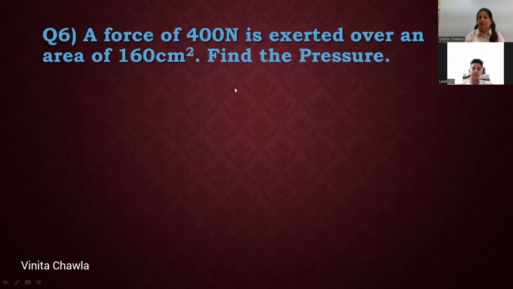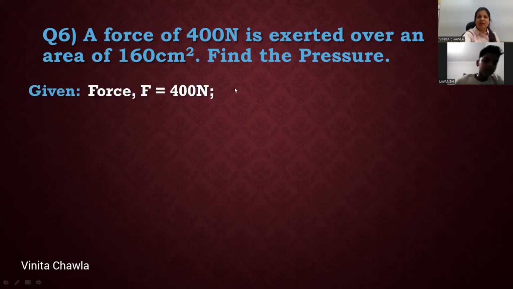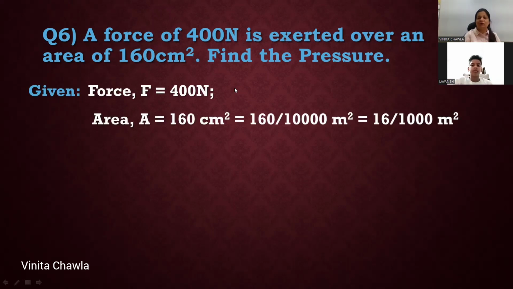Do it. So force is given, it is 400 newtons. Area is 160 centimeters square. So we can easily convert this into meter square by dividing it with 10,000. So we'll get 16 by 1,000 meters square. Now we have to find the pressure. So you can simply divide these two to get the pressure, right? Do it.